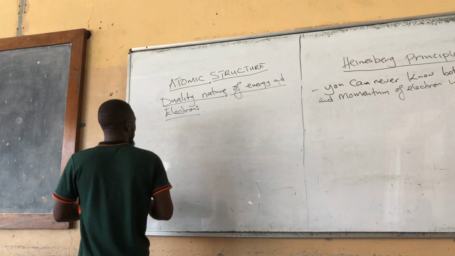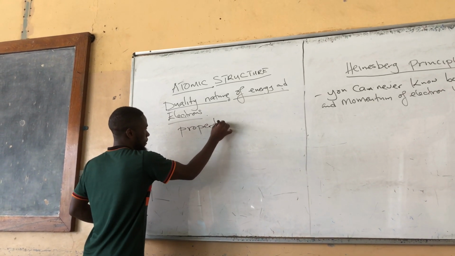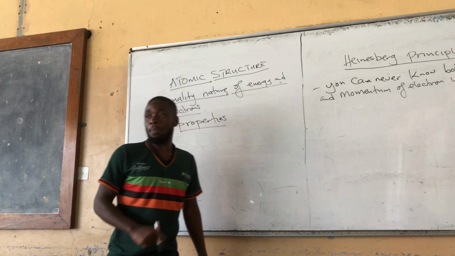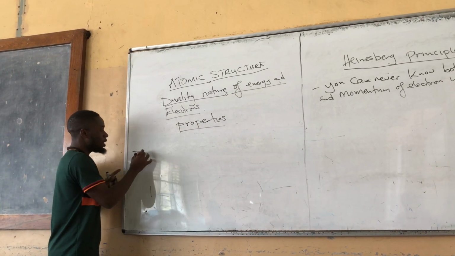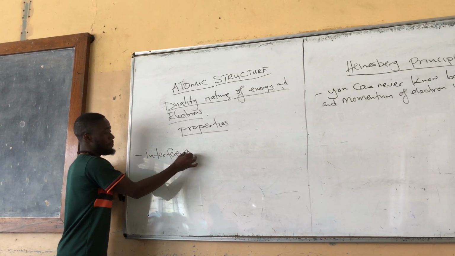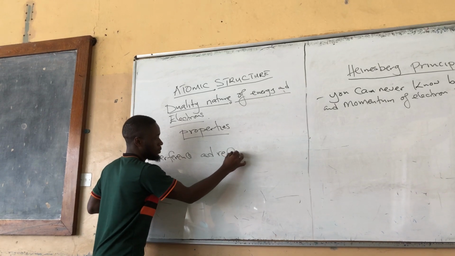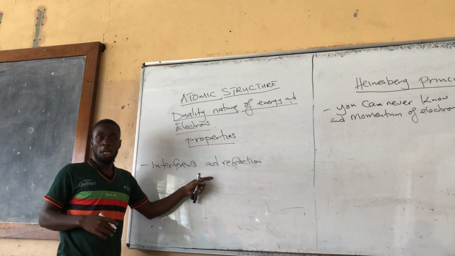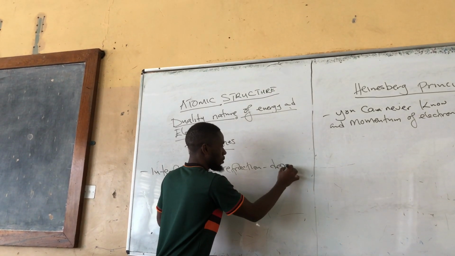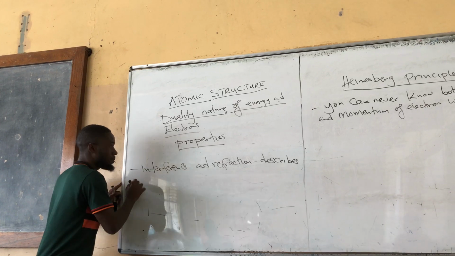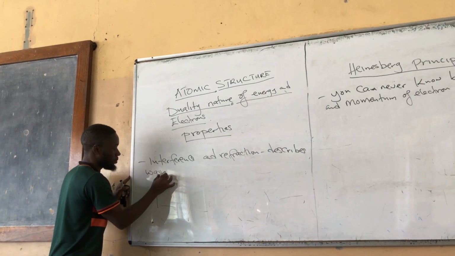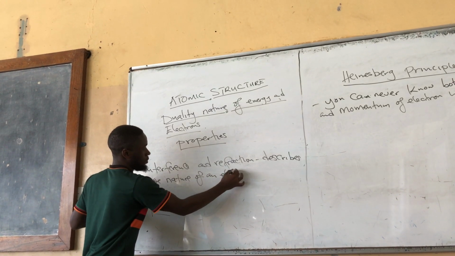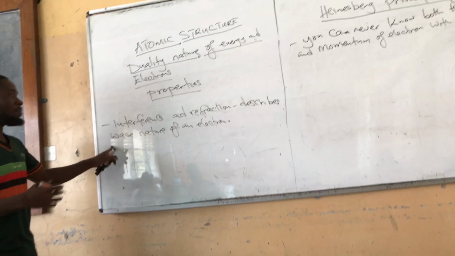So there are two properties there. Let's talk about the properties that we explain, that an electron can behave both as a particle and as a wave. The first one is interference and refraction. This describes the wave nature of an electron.